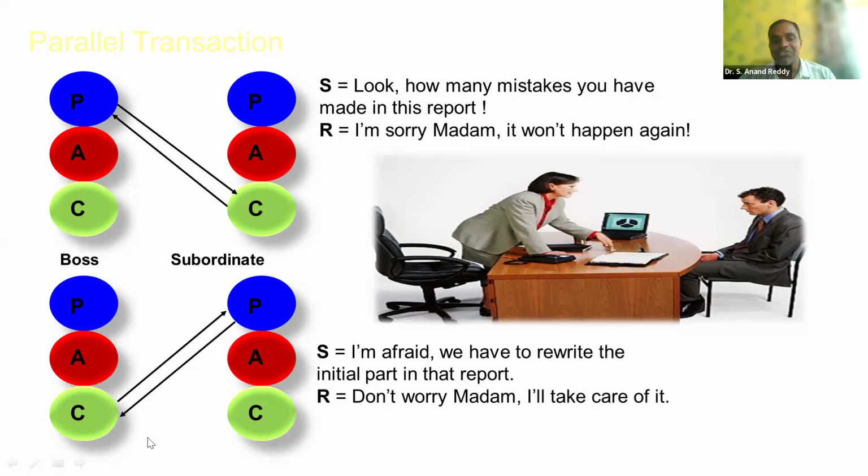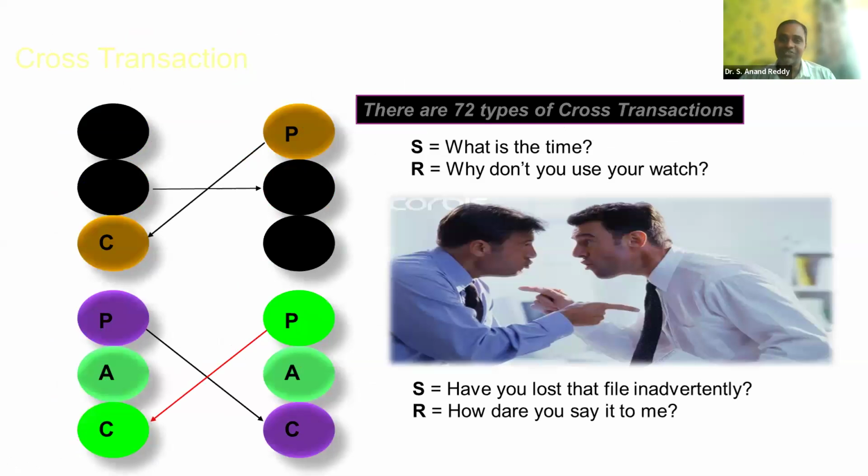The other one, child to parent: I'm afraid we have to rewrite the initial part of that report. Don't worry, madam, I'll take care of it. Now, assume this parallel transaction is happening between the boss and subordinate. Two bosses, a parallel transaction can happen. Two subordinates, parallel transaction can happen. Boss to subordinate, parallel transactions can happen. Subordinate to boss, parallel transactions can happen. But when they operate from the ego states of parent and child, only this can happen.